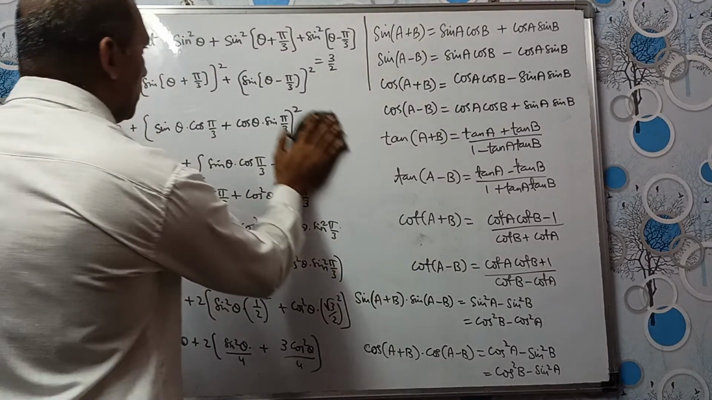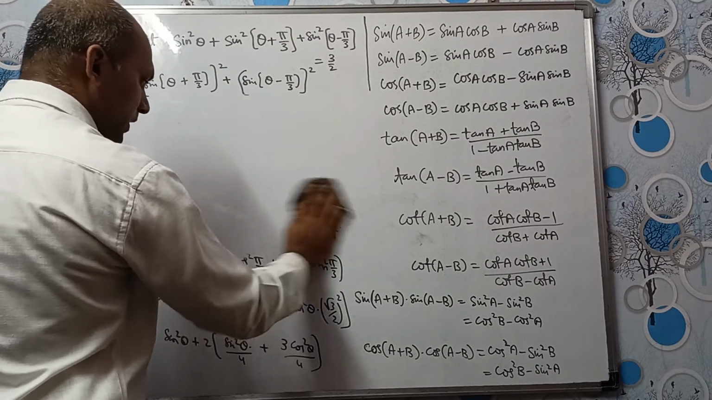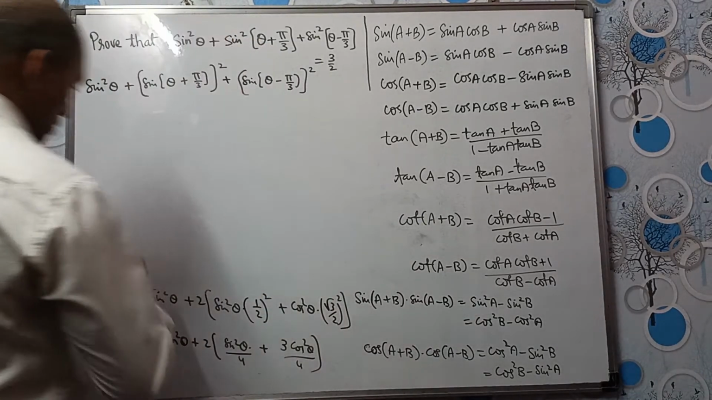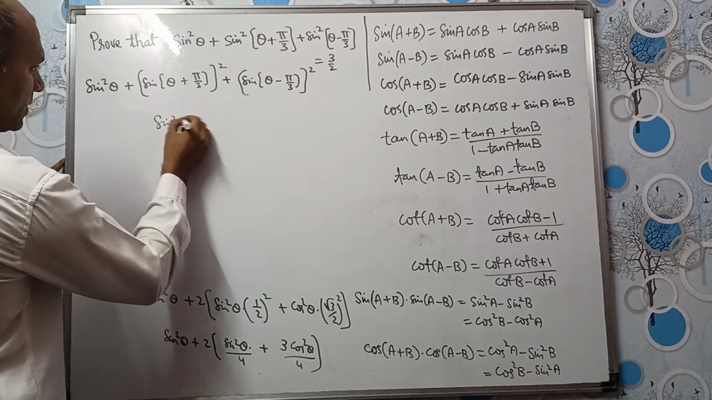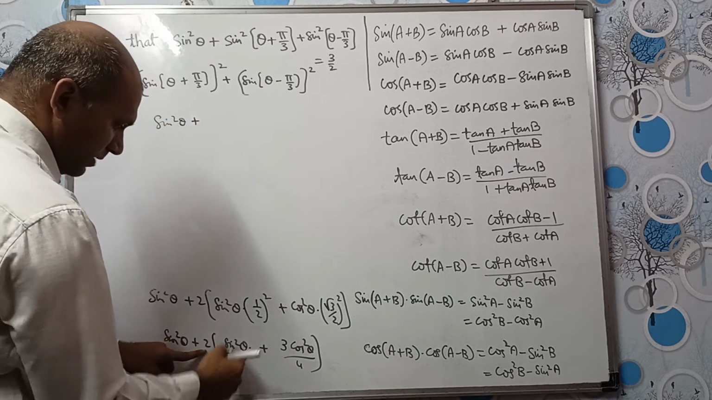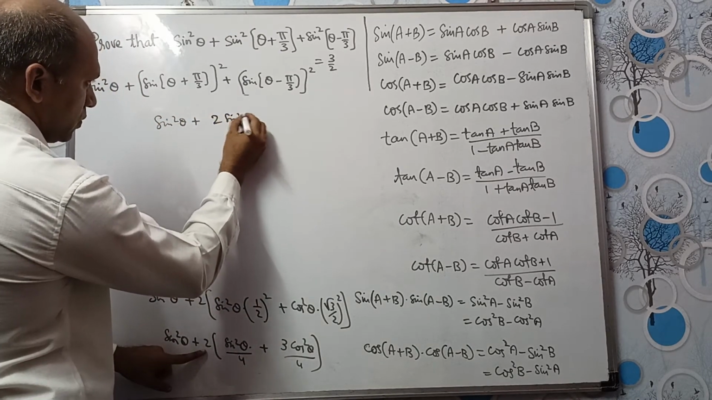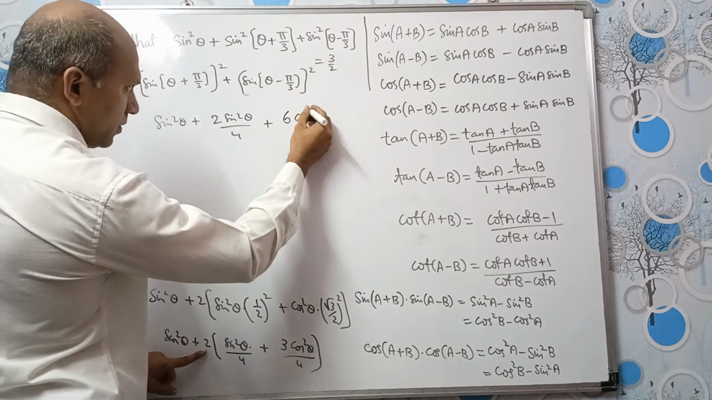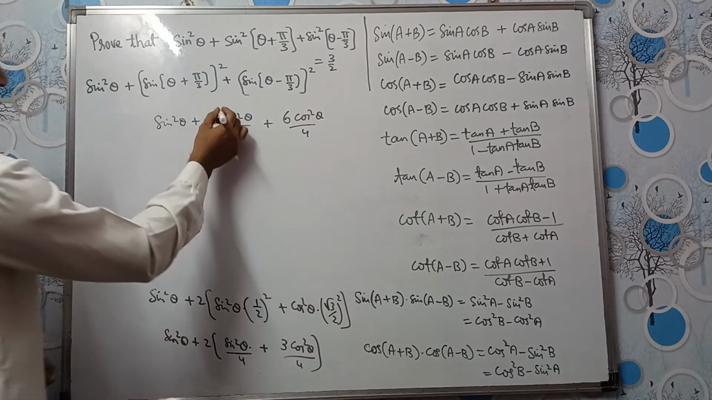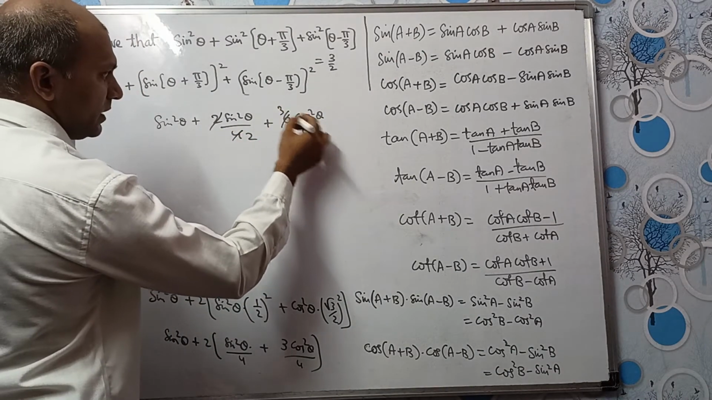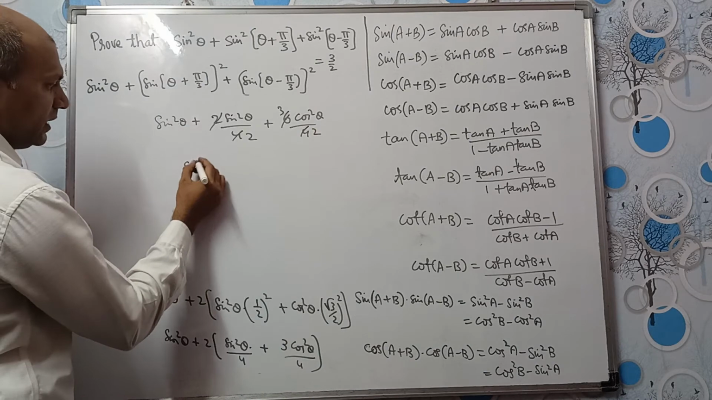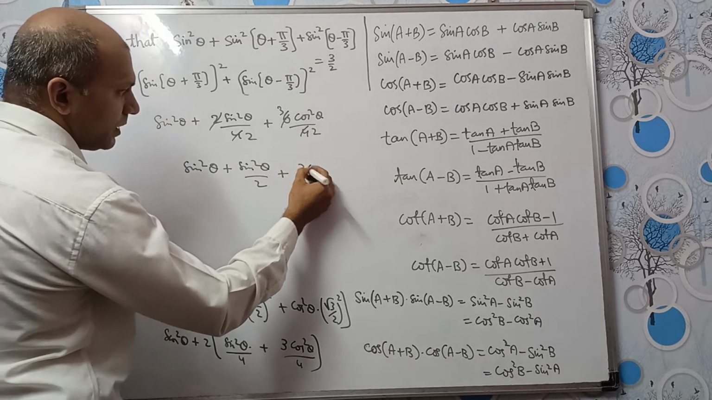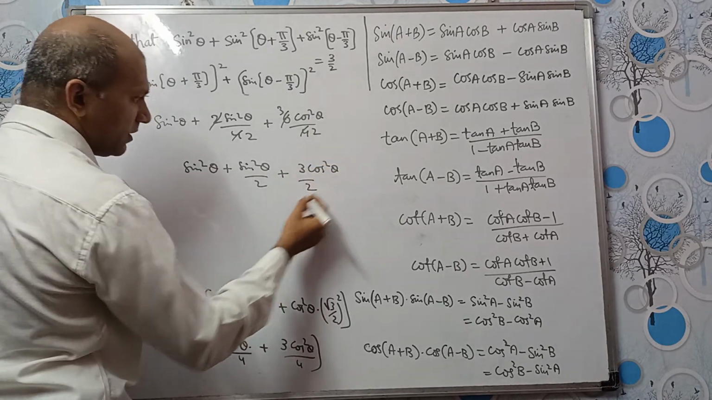Let me rub this part now. We need to get 3 by 2. So what do we have now? We have sin²θ plus, multiply this, 2 sin²θ by 4 plus 6 cos²θ by 4. So this and this will get cancelled. This is 3, this is 2 now, right? So finally we have sin²θ plus sin²θ divided by 2 plus 3 cos²θ divided by 2.